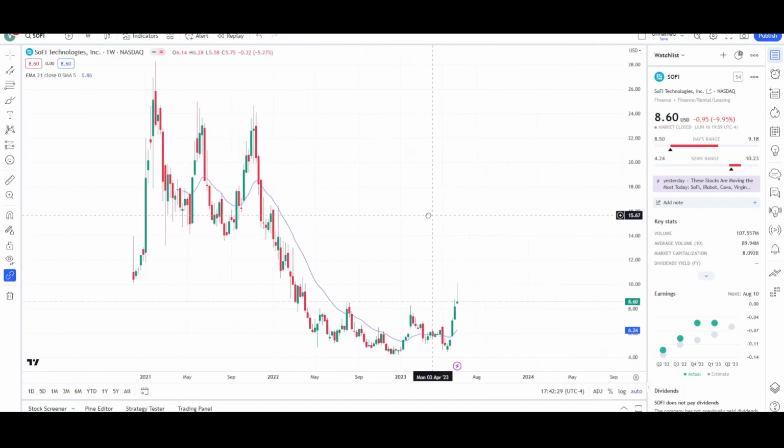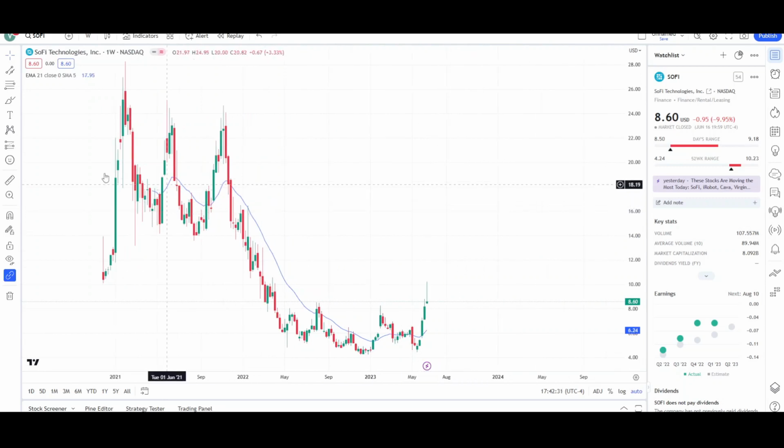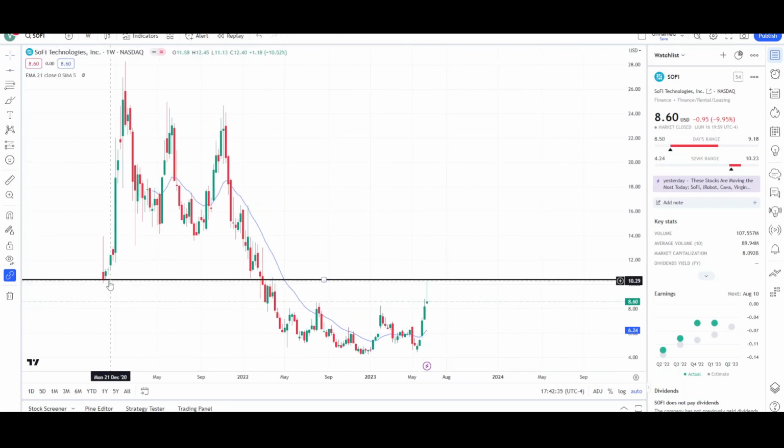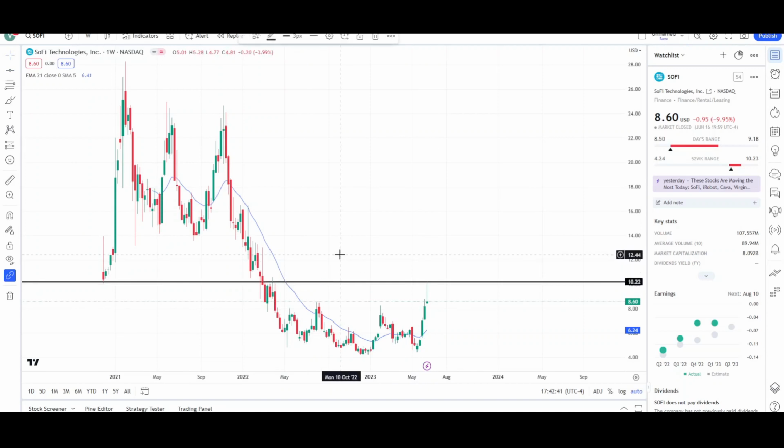So the weekly chart is showing more or less the same thing. You clearly see this level right here was the all-time low, the initial IPO price. It just came back to retest it because it was prior support. Now it has turned into resistance. So there's resistance here, resistance here.